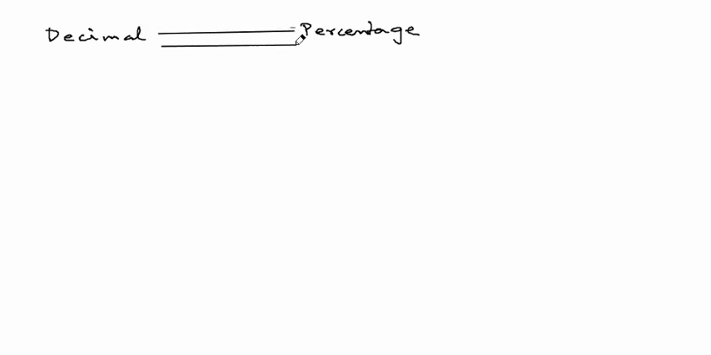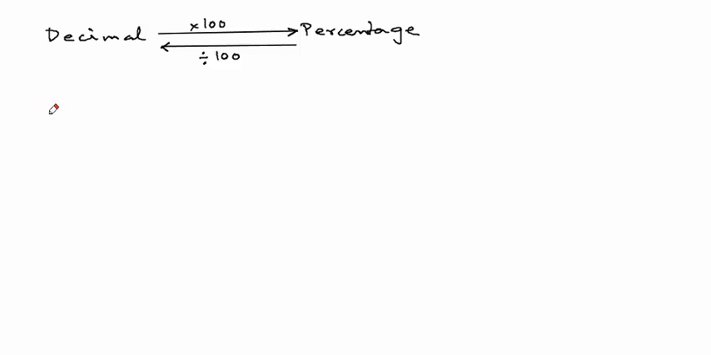Let's now talk about converting between decimals and percentages. To change a decimal number to a percentage, you multiply the number with 100, that is, move the decimal point 2 places over to the right. And to change a percentage to a decimal, you divide with 100. That means move the decimal point 2 places over to the left.